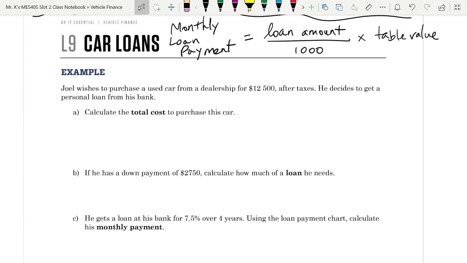So let's get started on this question. So there's no other notes other than that formula. So let's just do an example and we're done. Joel wishes to purchase a used car from a dealership for $12,500 after taxes. He decides to get a personal loan from his bank. Calculate the total cost to purchase the car.